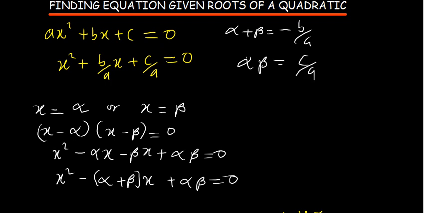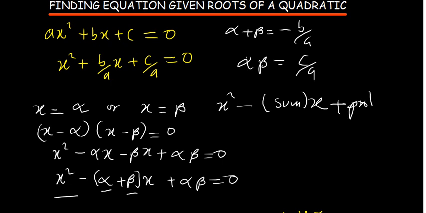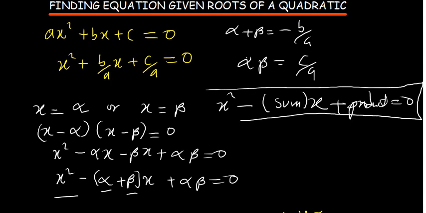When you want to find the equation of a quadratic, it is going to be given by x squared minus, you can see alpha and beta were the two roots. What are we doing? We're adding them. So minus the sum of the roots, you put an x, and then plus the product of the roots, and that is going to be equal to 0. So this is the equation that you need to know when you've been given the roots of a quadratic and they've asked you to find the equation.